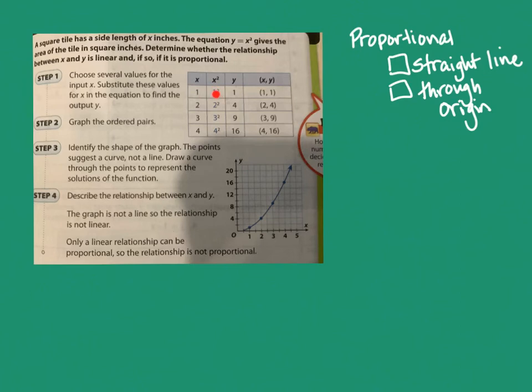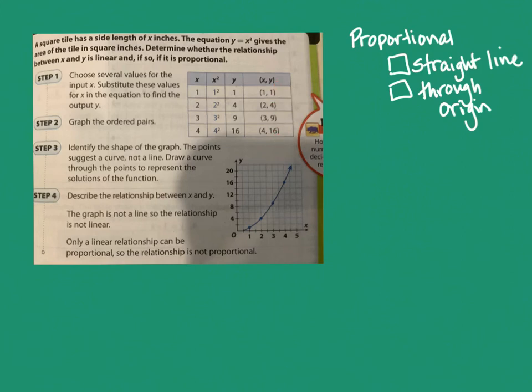If I plug in 1 for x, 1 to the second power is 1, so when x is 1, y is 1. When x is 2, 2 to the second power is 2 times itself twice, so 2 times 2 is 4. When x is 2, y is 4. If my input is 3, that is 3 times 3, which is 9. When x is 3, y is 9. And when x is 4, 4 to the second power is 16. When x is 4, y is 16, each input having one output, so that's something to keep in mind.